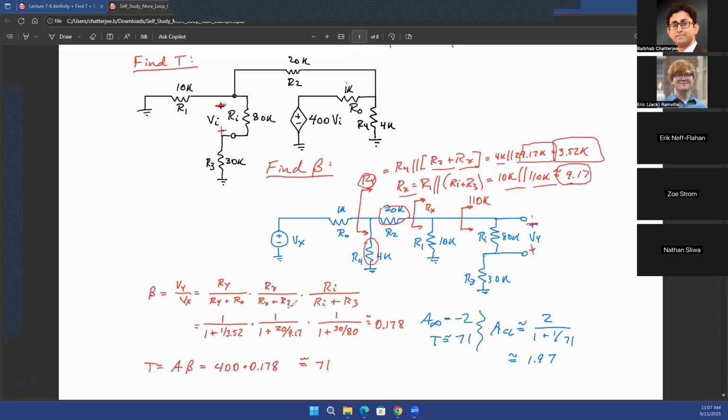Okay, but if you want to be accurate, let's say up to 2 decimal digits, as has been shown in this particular example, your beta factor eventually is going to be the combination of these 3 voltage divisions. Very similar to what you saw in previous examples, so I'm not going through that again. Basically, one voltage division is between Ry and Ro, the next one is between Rx and R2, and the third one is between Ri and R3.